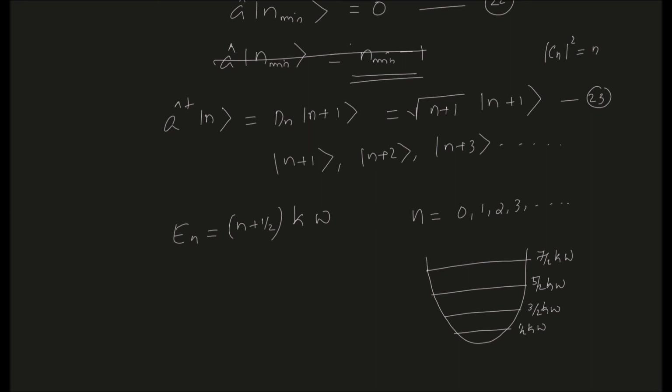Now the ground state energy is obtained for the lowest value of n, that is n equal to 0, and this lowest value is given by half ħω. You can see that it's a non-zero energy, and it is called the zero point energy. I had told you in the previous semester what the implication of this is. It's basically a direct consequence of Heisenberg's uncertainty principle.